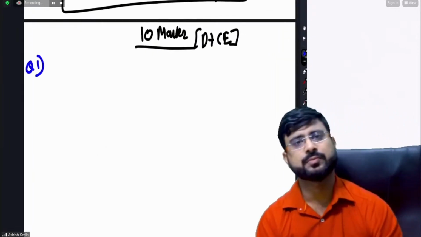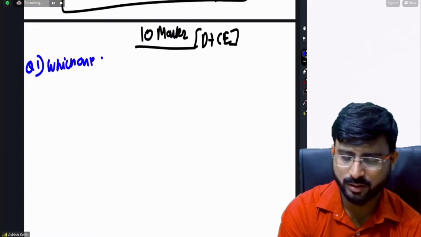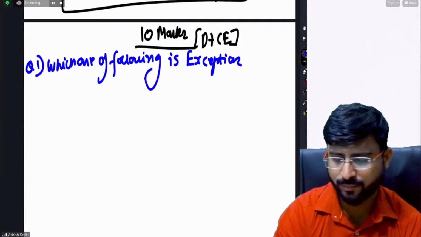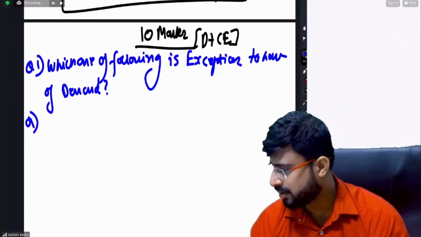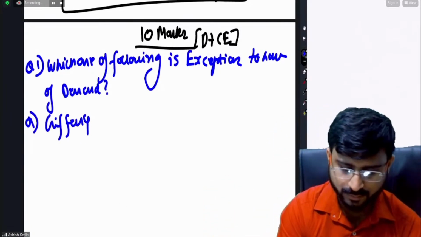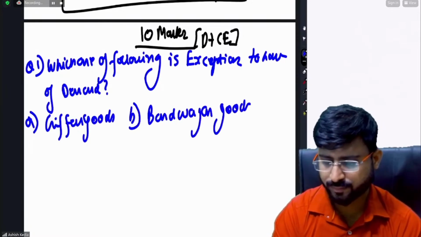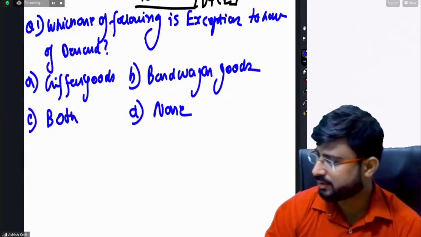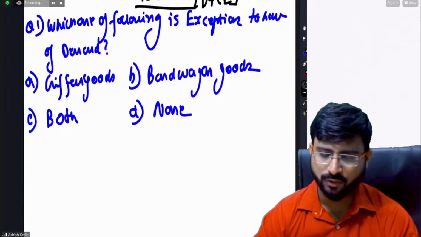Question 1. Which one of the following is exception to law of demand? A. Giffen goods. B. Bandwagon goods. C. Both. D. None. Answer me this one. Come on, everyone. Which of the following is exception to law of demand?